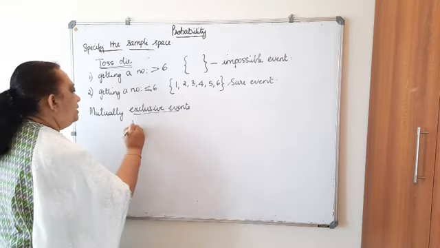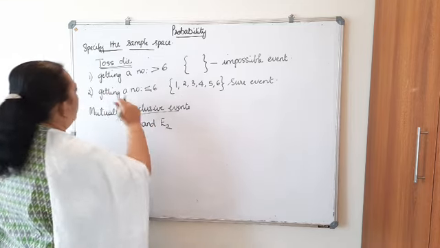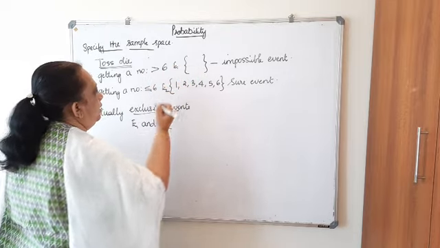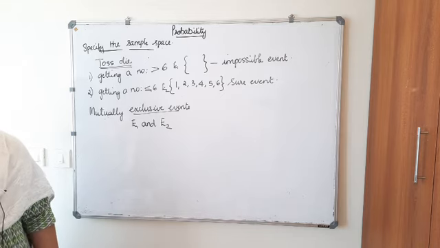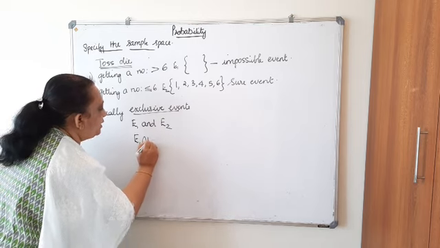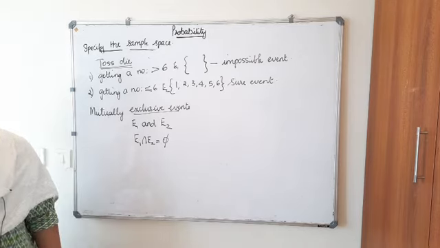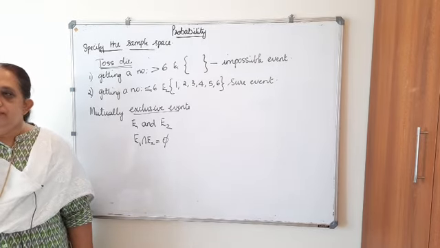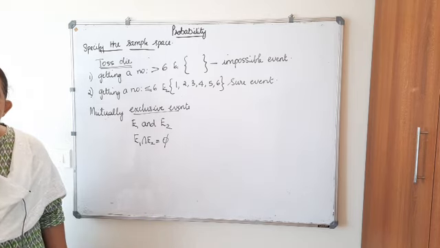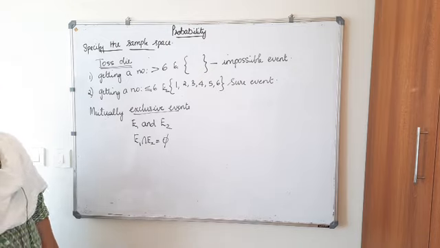Let there be two events, E1 and E2. These two events are said to be mutually exclusive if E1 intersection E2 is equal to the empty set. That is, there should not be any common elements for both E1 and E2. Such events are said to be mutually exclusive.